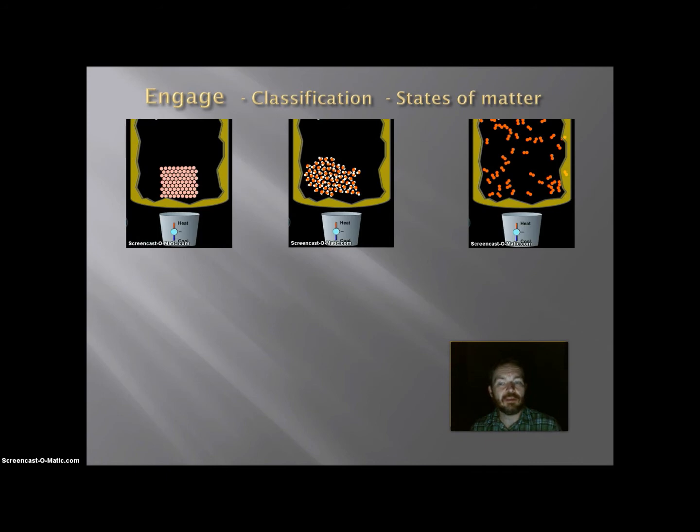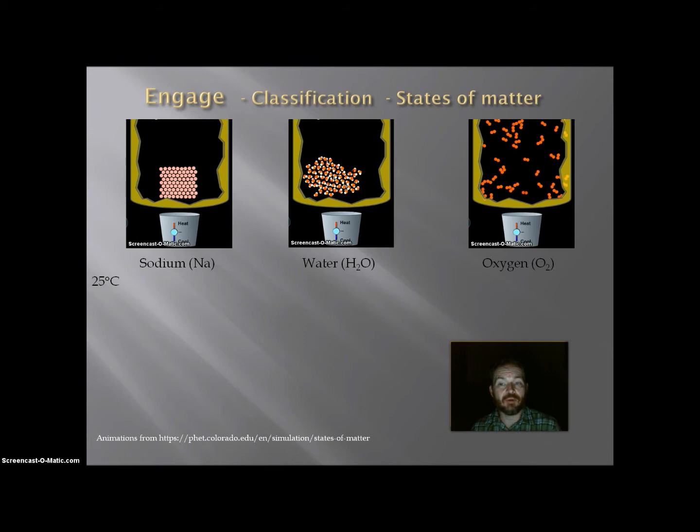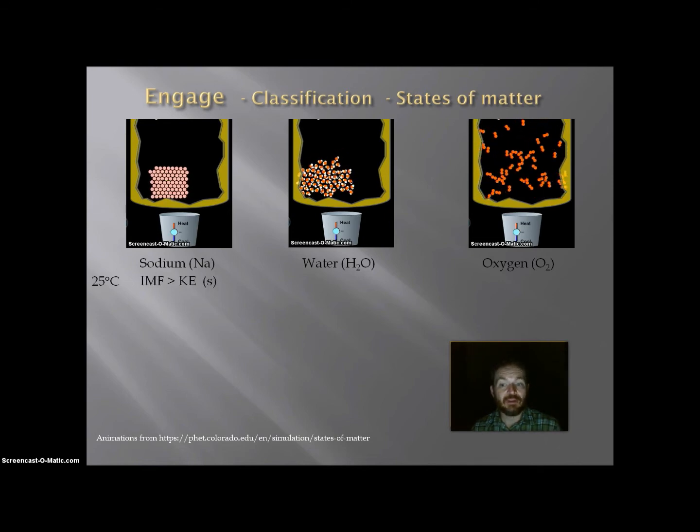So let's look at some examples of these. In these pictures, the first one is sodium metal. The second one is liquid water. Third one is oxygen gas. And we'll start working under the assumption that we are at 25 degrees Celsius. If you look at the sodium, it is a solid. The particles are still in their same structure. They are not moving freely. IMF is greater than KE.